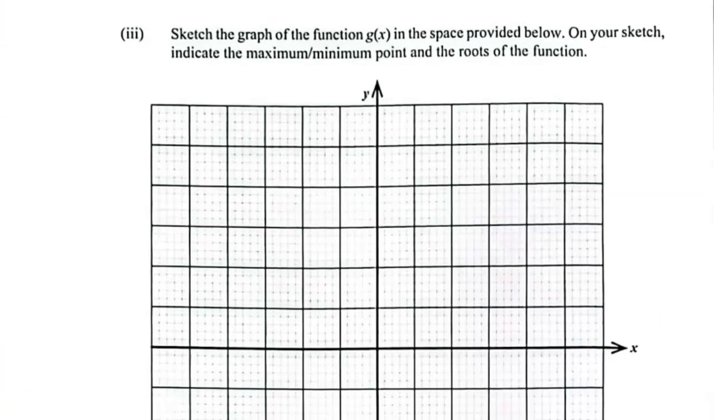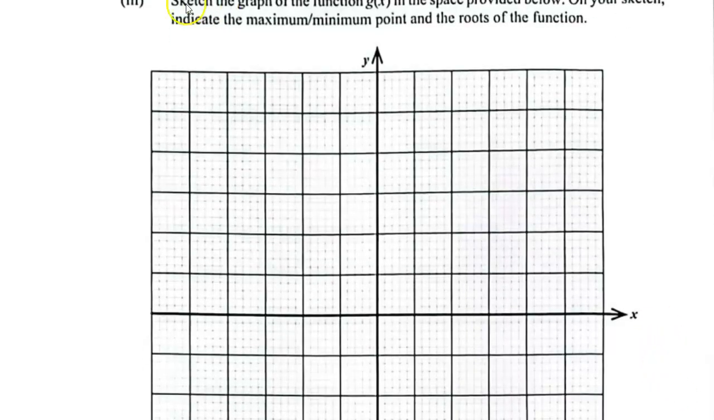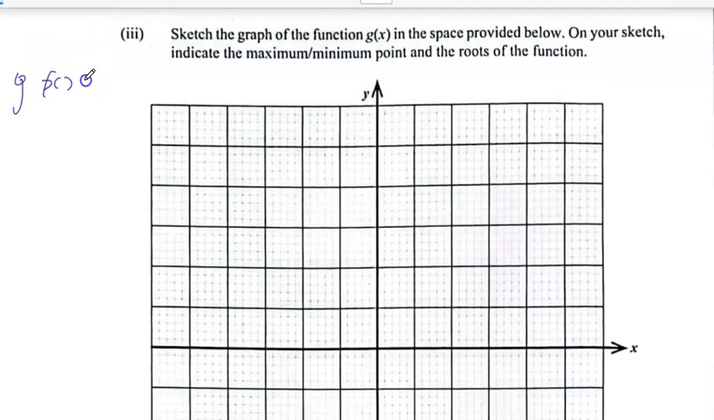Part 2. Sketch the graph of a function g of x in the space provided below. On your sketch, indicate the maximum/minimum point and the roots of the function. Alright, so let's sketch the graph. Remember that g of x was 5 minus x squared. So let's find where the graph cuts the x-axis.